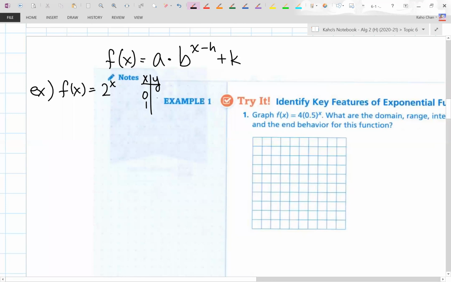2 to the 0 power is 1. 2 to the first is 2. So ladies and gentlemen, this particular parent graph, when you graph it, will look like this.